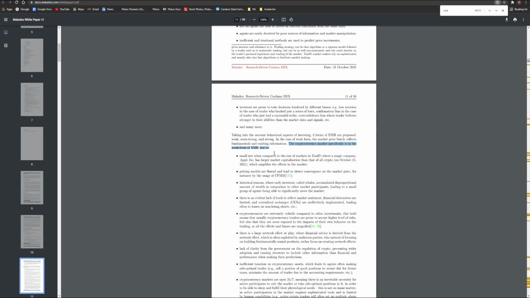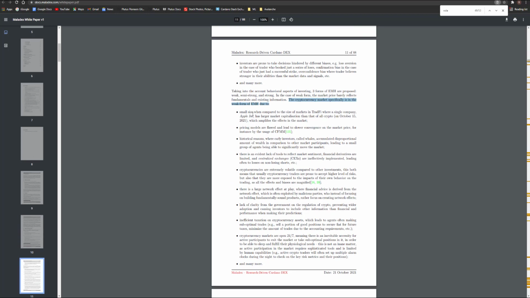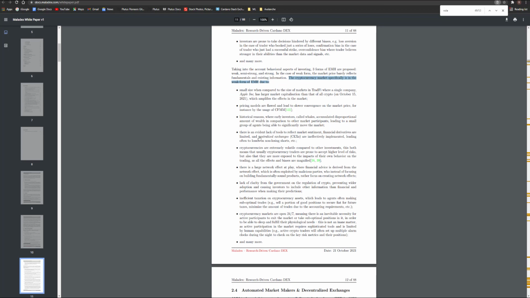But the crypto market is a weak form of this efficient market because of the small size when compared to the size of traditional finance markets. Pricing models are flawed and lead to slower convergence on the market price. Historical reasons where early investors called whales had a disproportional amount of wealth, and so on and so on. All the things that anybody who's been in crypto for a long time would be quite familiar with. So there's all these inefficiencies in the DeFi space currently, and Maladex are focused on trying to get rid of those and have an efficient DeFi platform.